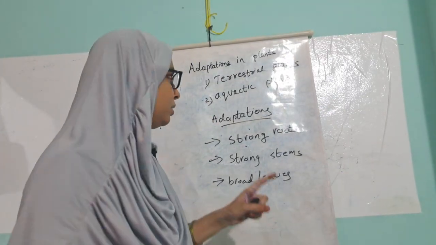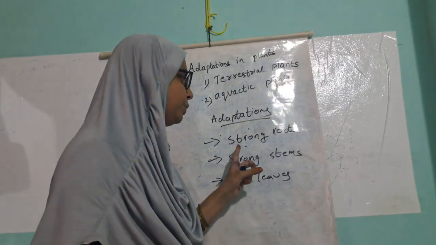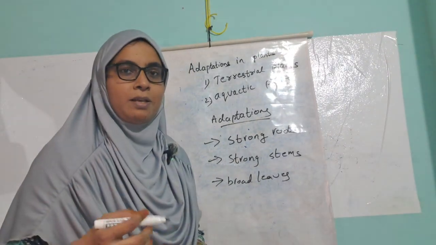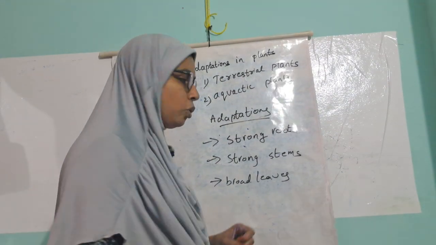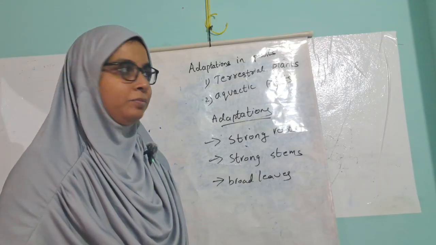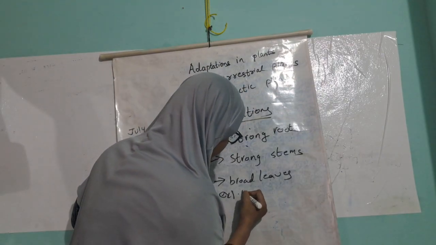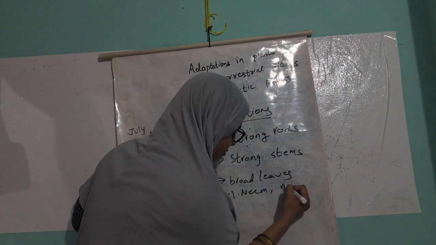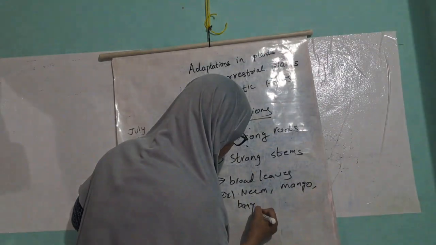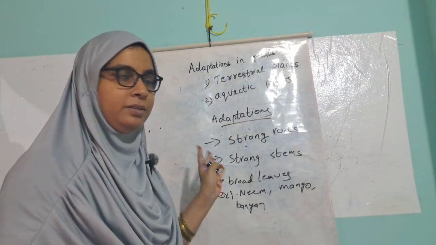What are the adaptations of terrestrial plants? They have strong roots that fix firmly in the soil. They have strong stems that support the plant body, and they have broad leaves that help in photosynthesis. Examples: neem, mango, banyan. These types of plants are called terrestrial plants.